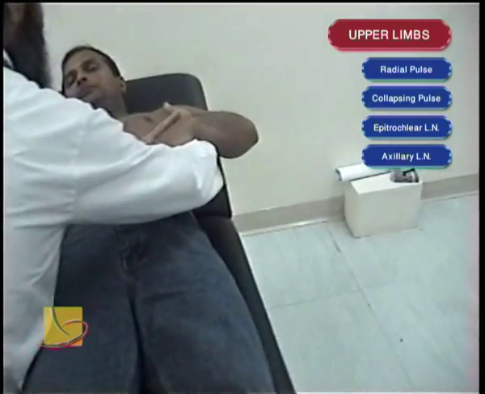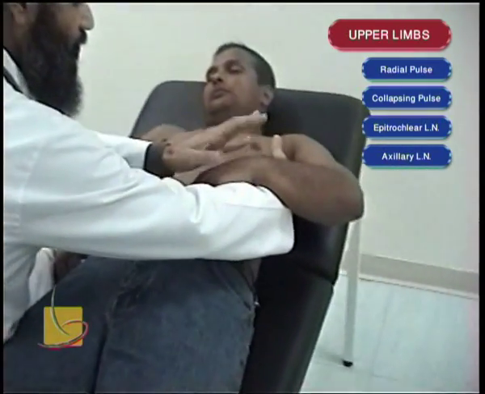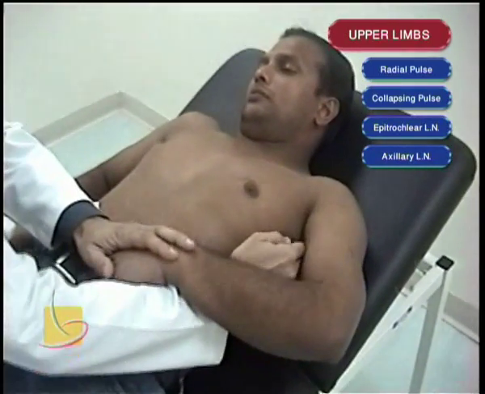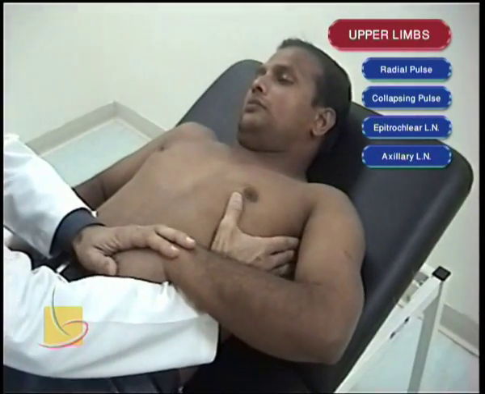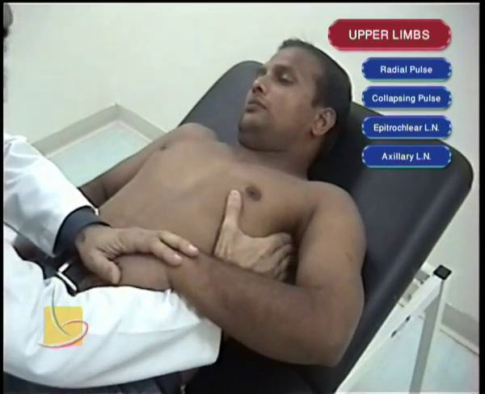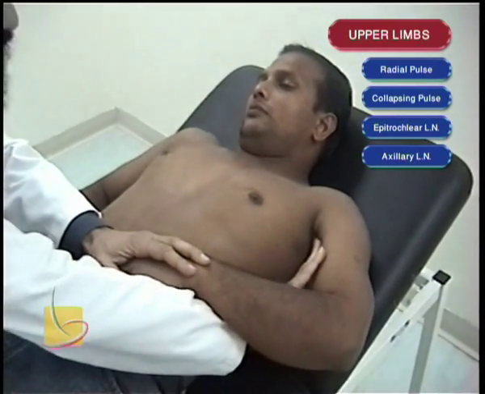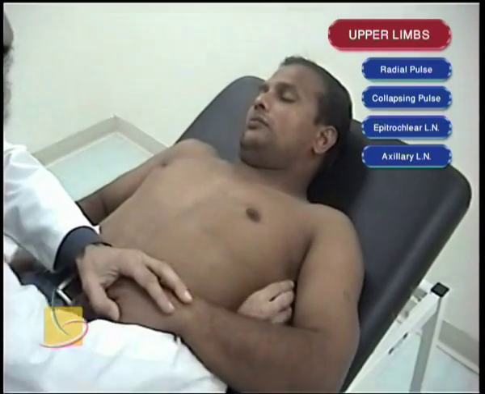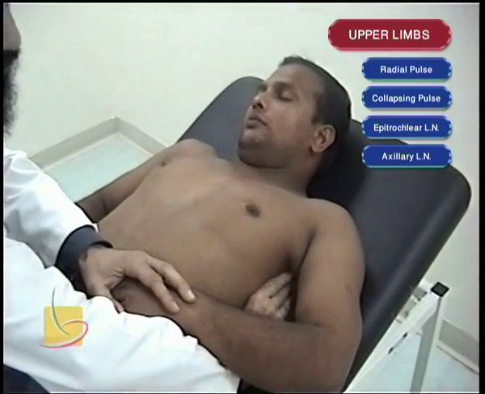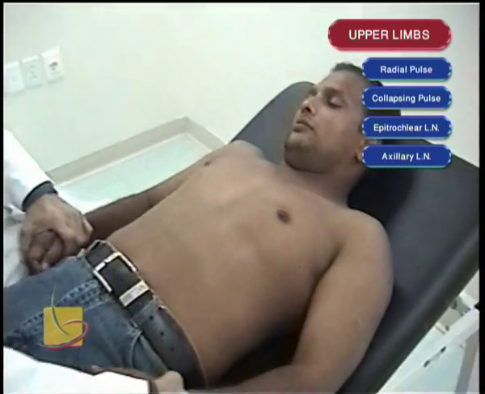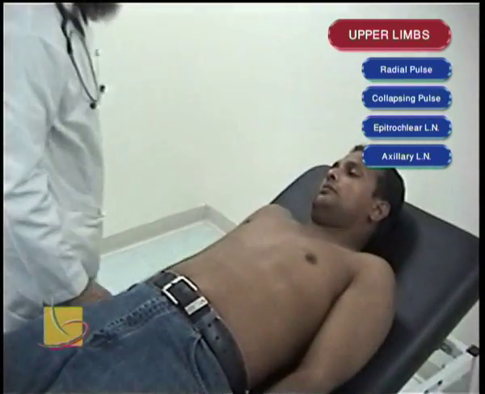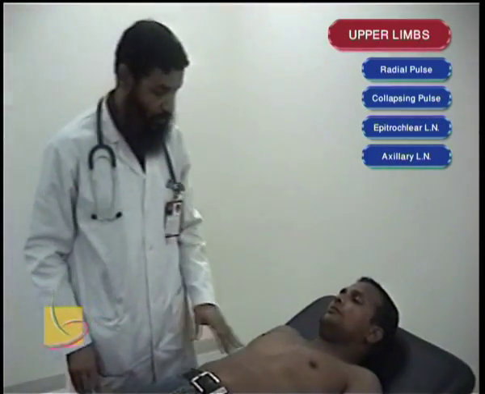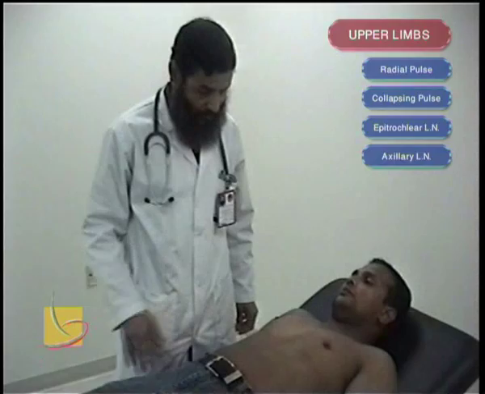So again, did the patient do that? This is his left arm and this is your right hand, and you do the same here, apical group, medial group, lateral group, anterior, and posterior. Examination of the lymph nodes, of course, extremely important, because we know that diseases like malignancies, lymphomas, tuberculosis, etc., may involve the lymph nodes anywhere.